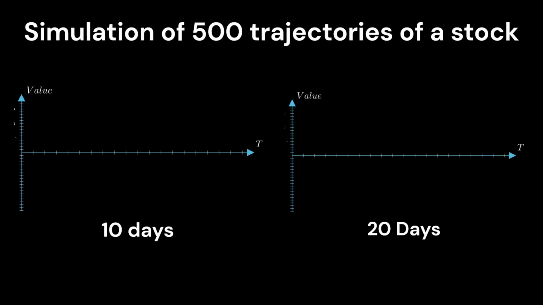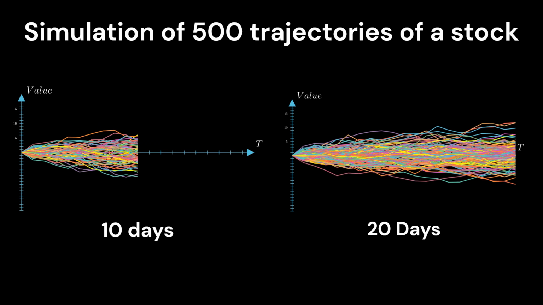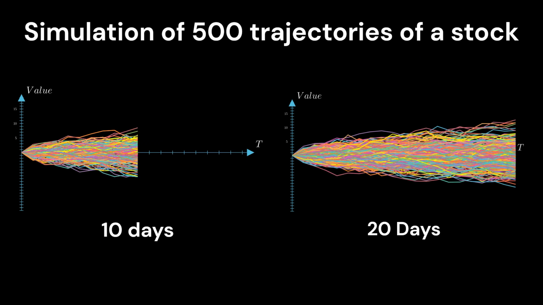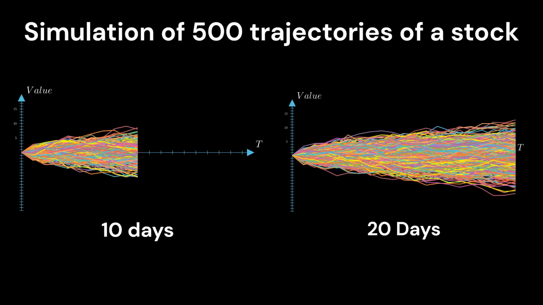The display shows price trajectories for an underlying asset with no drift. The first shows a simulation of 500 trajectories for the price of this asset over a 10-day period. The second shows this simulation for a period of 20 days.